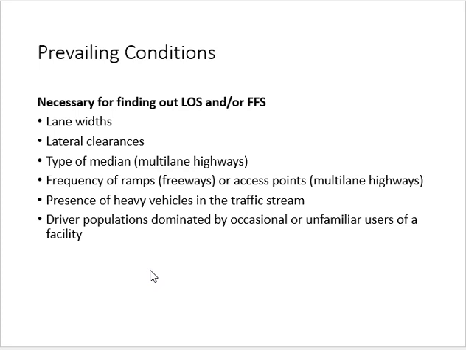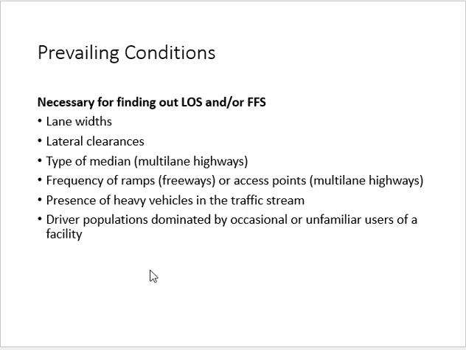Then we have frequency of ramps. We used ramp density earlier, right? 3 miles forward, 3 miles back, total 6, divided by 6. So you need to do this only for freeways. For multi-lane highways, we have access points.